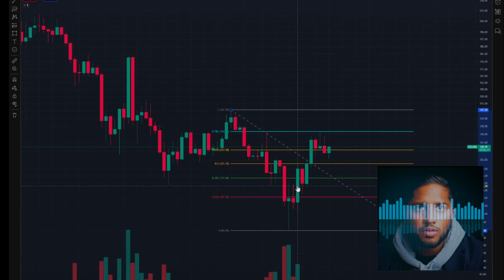Comes here, rebounds, enters our golden pocket, kind of steps out of it, and now it's retracing. If you did enter somewhere around here, you may have gotten stopped out right here if you had a really tight stop loss. But say your stop loss was right here or even a little bit higher, you wouldn't have been stopped out. You would still be in the trade.